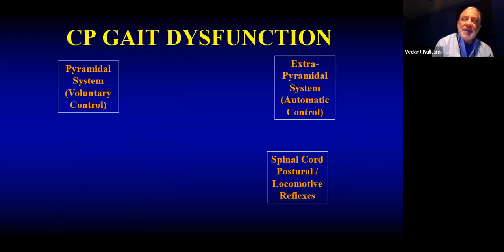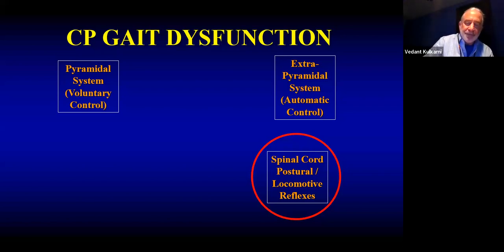Now, for our purposes, it's helpful to divide the central nervous system up into 3 levels. The highest level is the pyramidal system. This is the home of voluntary motor control. Next is the extrapyramidal system. This is the home of automatic motor control. And finally, we have the spinal cord, which is the home of postural and locomotive reflexes. These are hardwired motor synergies that are present in all of us at birth.